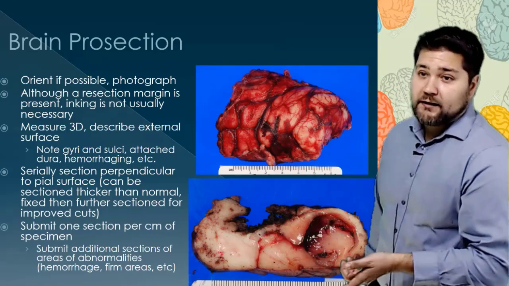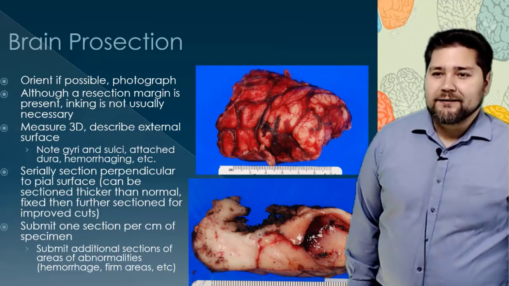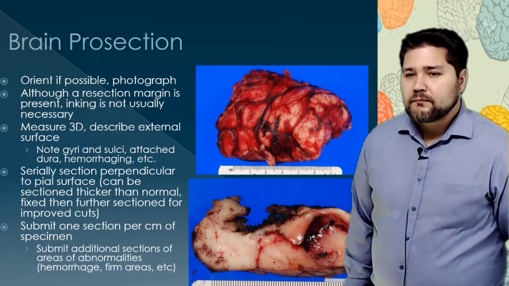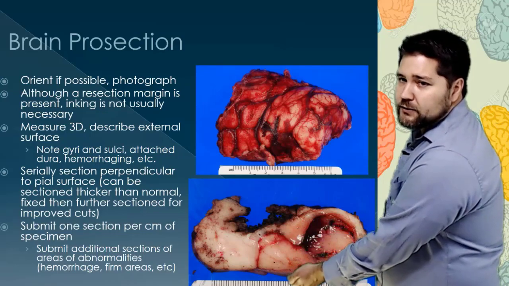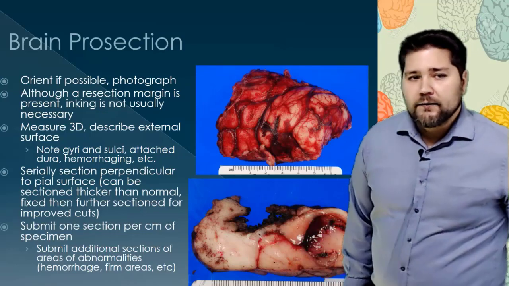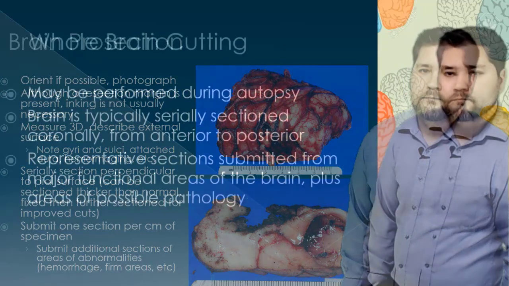I mean, if you inked it like I did, you might as well put it in there, right, just for documentation. But ideally, if you can get these nice cross sections to show the relationship from the external surface to the internal, those are helpful as well.